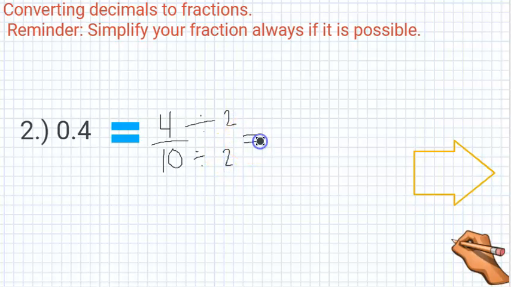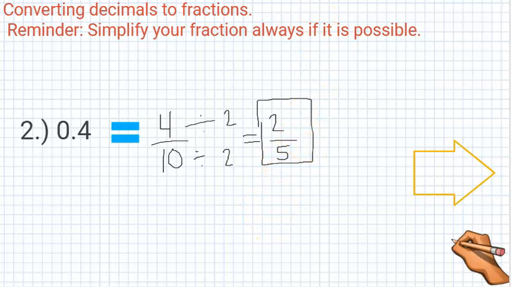What's my final answer right here? Okay, I've got 4 divided by 2, which gives me 2. And then 10 divided by 2, which gives me 5, because 5 times 2 gives me 10. And there I have my final answer, which is 2/5. So 0.4 or 4/10 is actually 2/5.